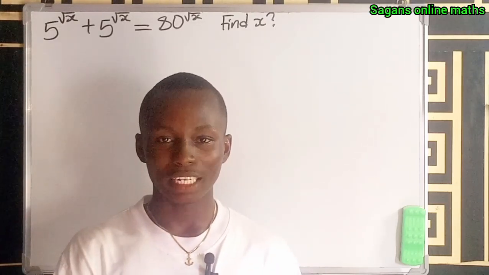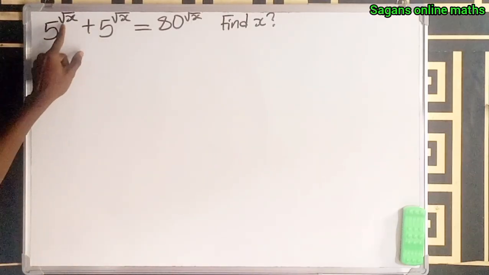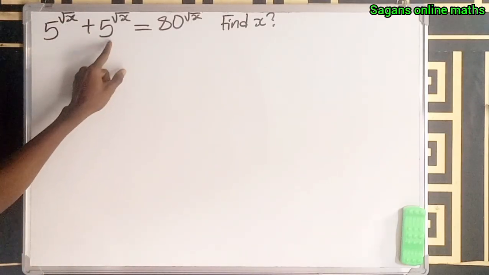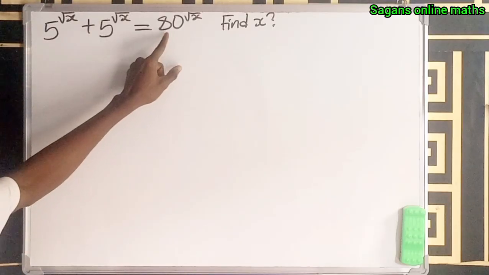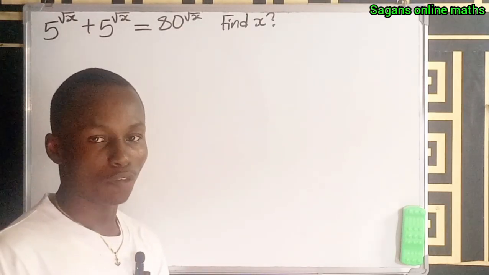Let's solve this question together. Now look at what you are given. You are given that 5 to the power of root x plus 5 to the power of root x equals 80 to the power of root x. We are asked to look for the value of x.